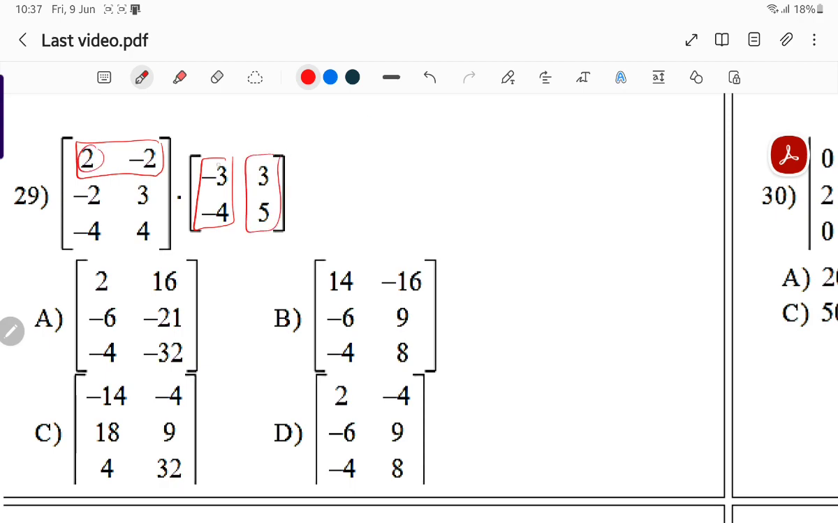So when we multiply 2 by negative 3, it's negative 6. When we multiply negative 2 times negative 4, it's positive 8. We have finished the first column. Now we take the second column to get the second element in the first row of the answer. 2 times 3 and negative 2 times 5. We have finished this. Let's go to this.